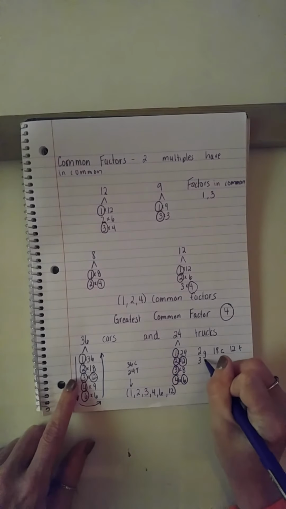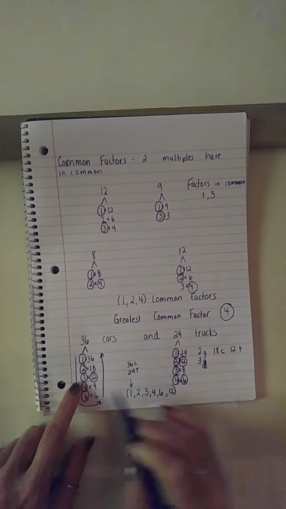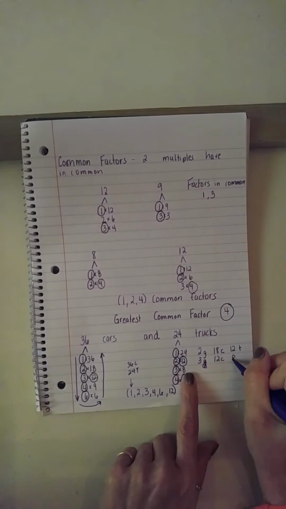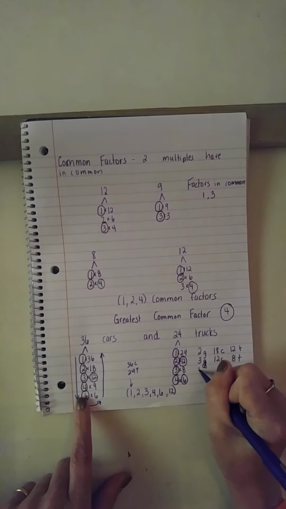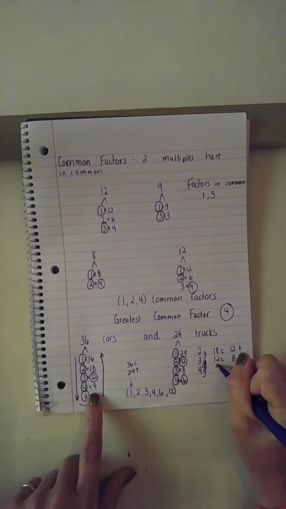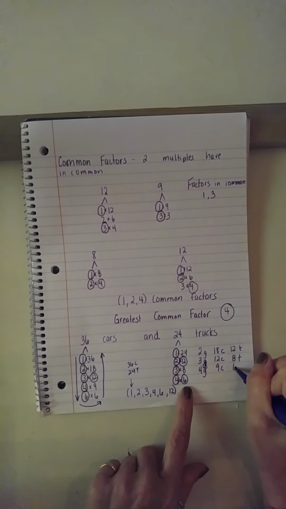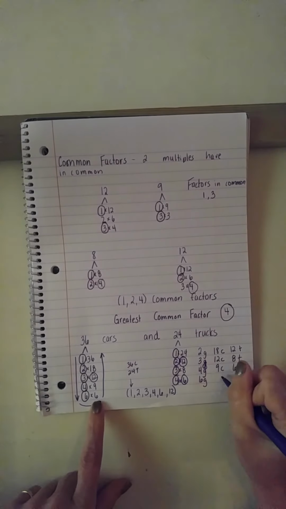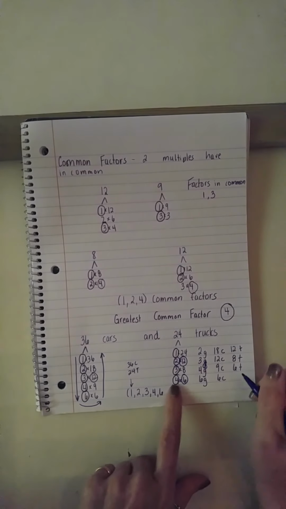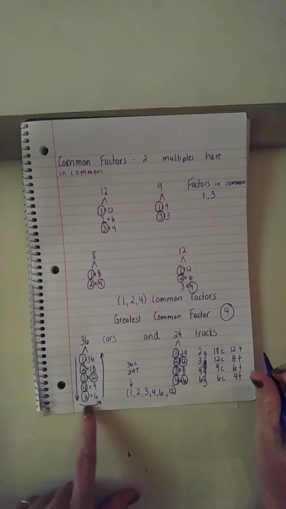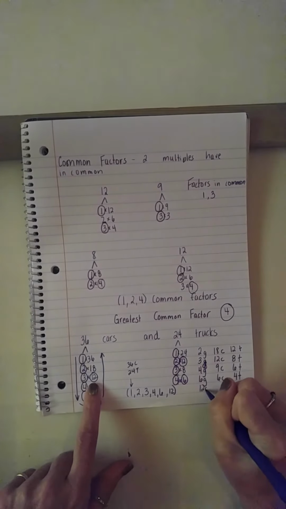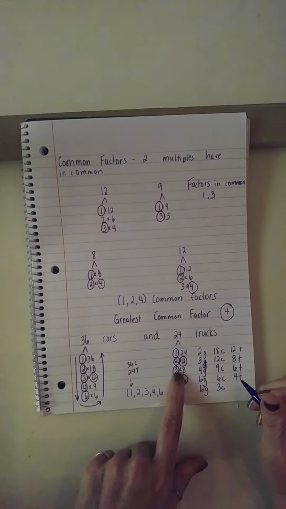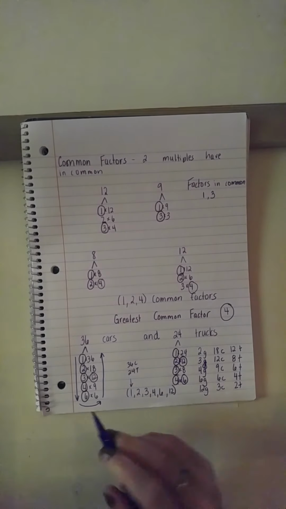If I had 3 groups, I would have 12 cars and 8 trucks. If I were to have 4 groups, there would be 9 cars and 6 trucks. 6 groups, there would be 6 cars and 4 trucks. 12 groups, we'd have 3 cars and 2 trucks. Now, you see how I did that?